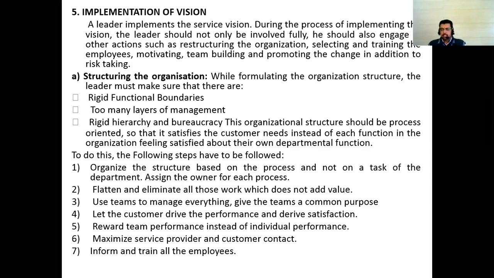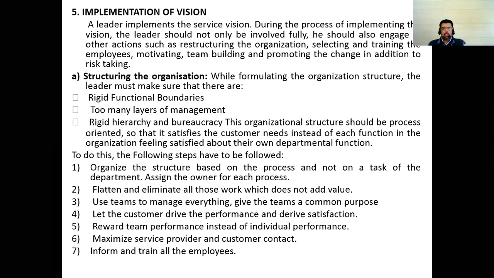With respect to service marketing, they need to again work hard. They need to restructure the organization if there is any problem, select the proper candidates, train them, motivate them, build that particular team in the organization, and promote the changes. What changes are required, in addition to taking any risk? Those are all the points coming under the implementation of vision.